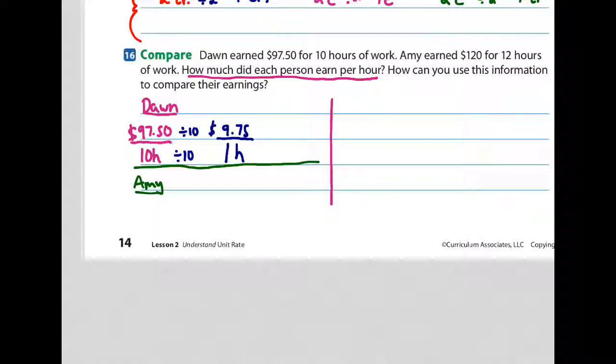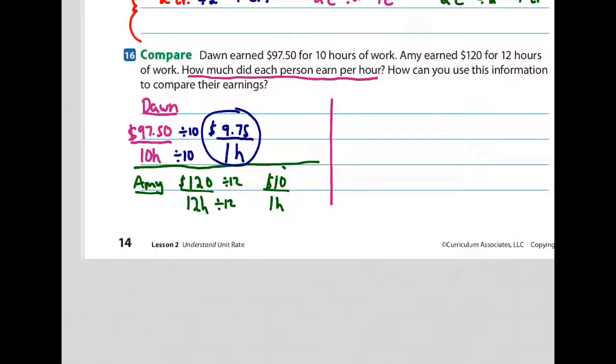All right, so let's see how you did for Amy's. So Amy made $120 for 12 hours. So I'm just writing the ratio from the problem, and this time I divide by 12. And she made $10 for 1 hour. All right, so far we have what Dawn made per hour. I'm going to circle it there. And we had what Amy made per hour. I'm going to circle it there.